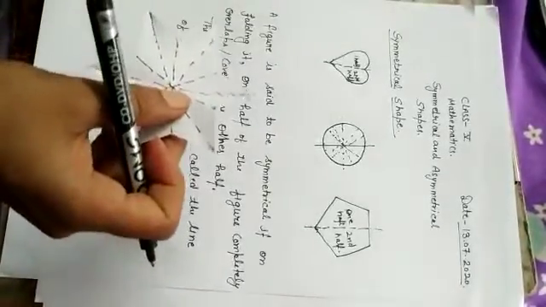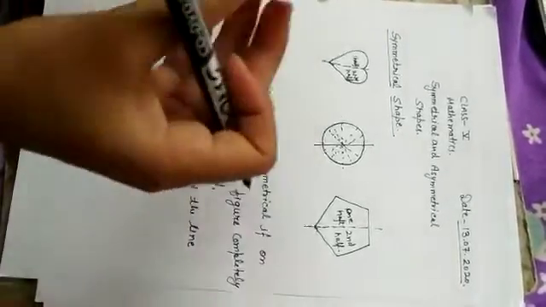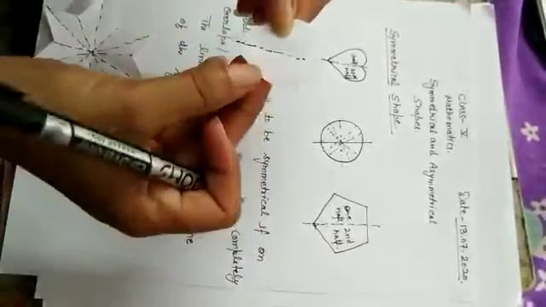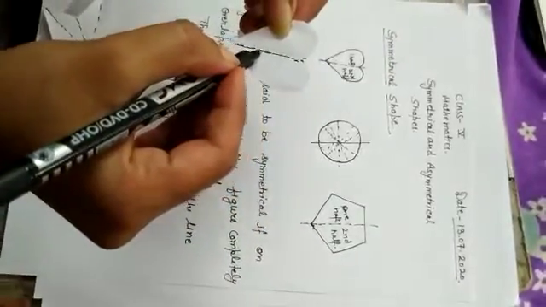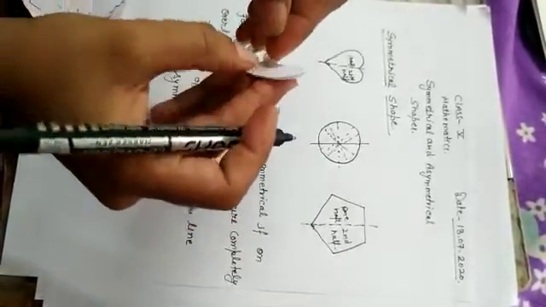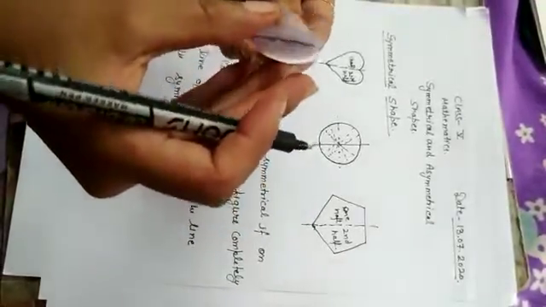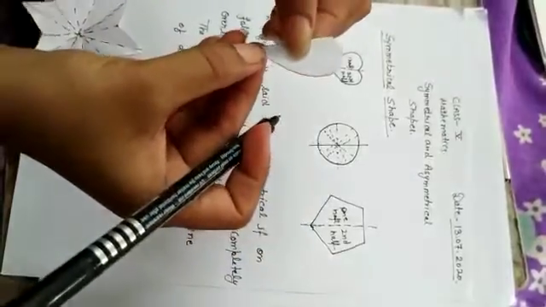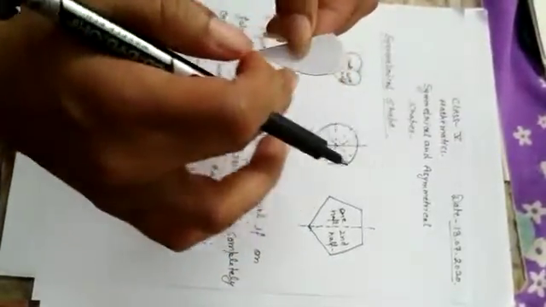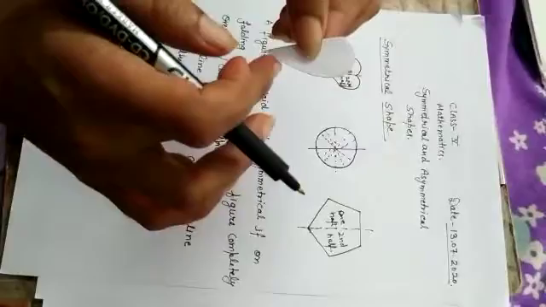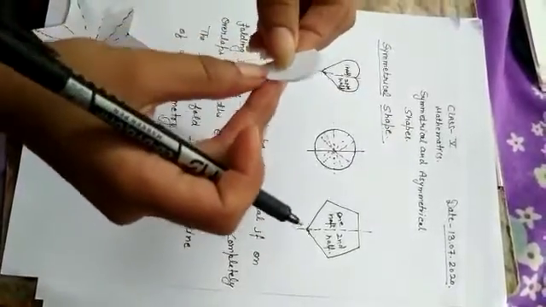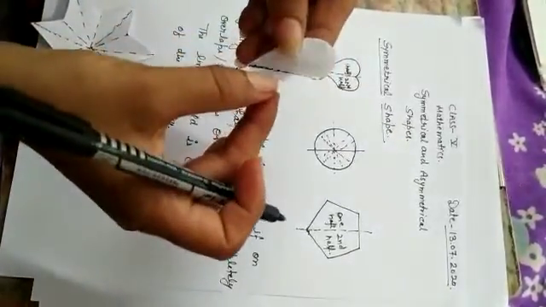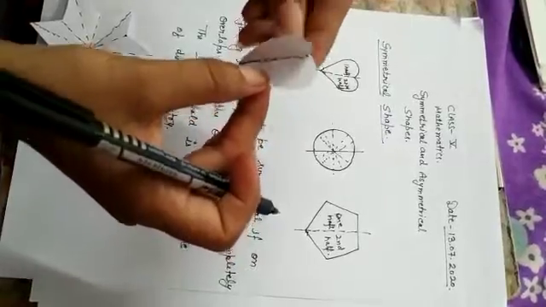Here we trace some figures. For example, a figure of a heart. When we fold on the dotted line, we see that one half completely covers the second half. So this figure is called a symmetrical figure.